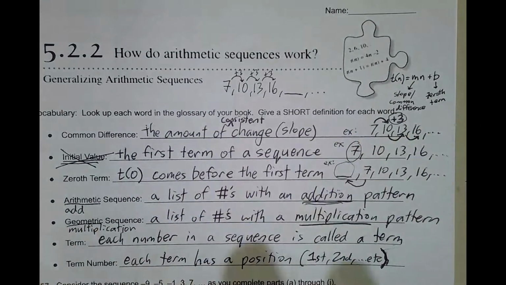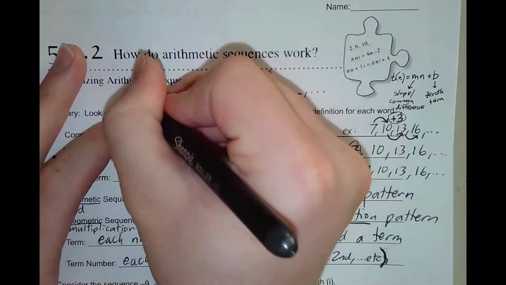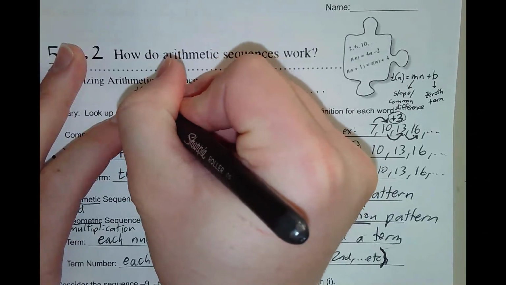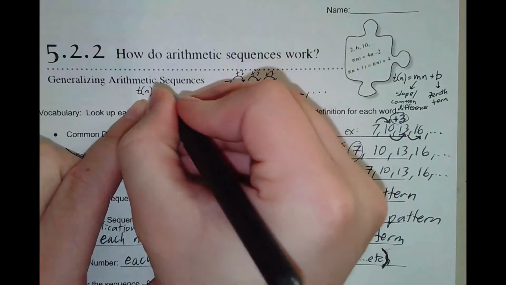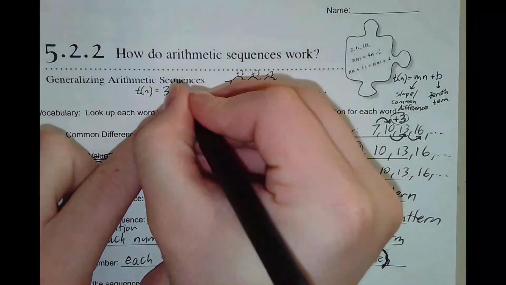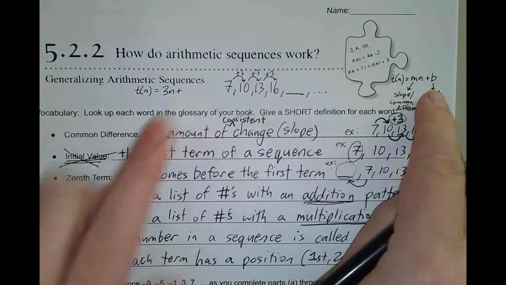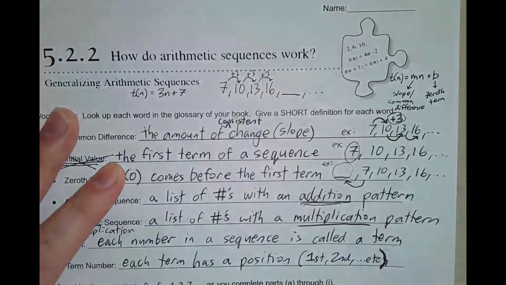Okay, so what does that mean? For this situation, what's the slope? Right? You could say, oh, the slope is going to be 3. So you'd say T of n equals 3n, where n is the term number, plus b. Now, if you said 3n plus 7, that would be incorrect.